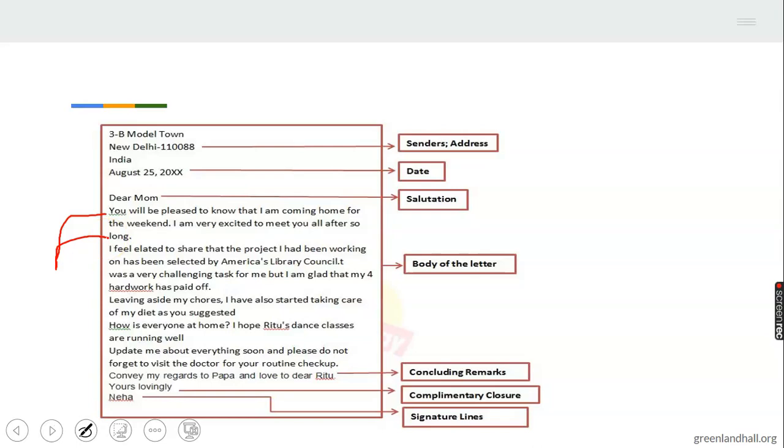You will be pleased to know that I am coming home for the weekend. I am very excited to meet you all after so long. Now, look at this part.